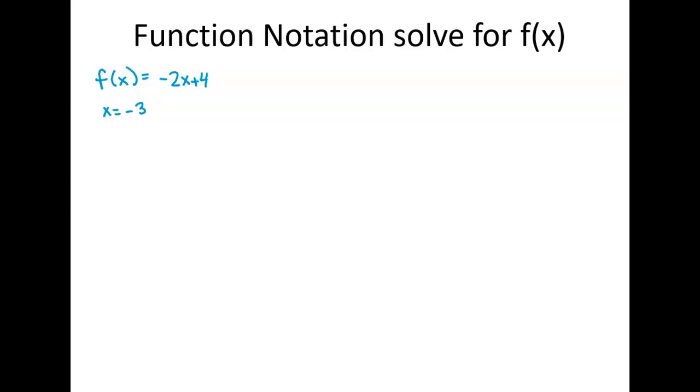What that basically means is I know what x is, I just don't know what my f of x is. So when I plug it in, I'm going to say f of negative 3. Everywhere I see an x, I'm going to plug in the negative 3. Then this will be negative 2 times negative 3 plus 4, and then I solve for this. Negative 2 and negative 3 gives me a positive 6, and positive 6 plus 4 gives me 10. So my f of negative 3 was equal to 10.